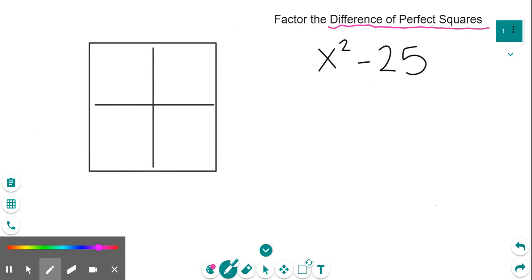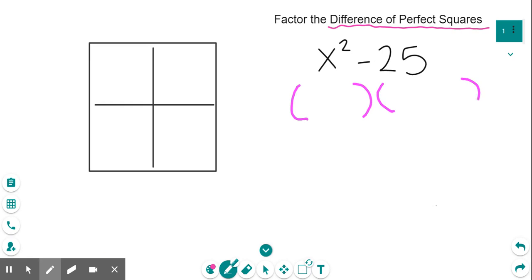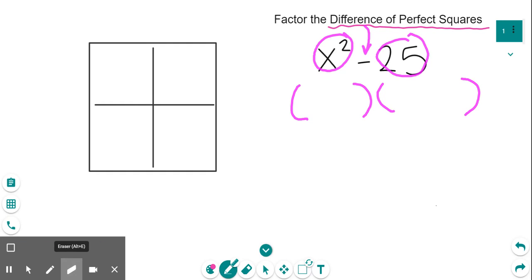Now, what if I wanted to just do this without the box and just do this quickly in my head? Notice first thing you have to check is, do you have perfect squares, right? Is x squared a perfect square? Is 25 a perfect square? Yes, they are. The next thing you need to check for is, do you have a difference? If you have a difference and you have the perfect squares, then you can do this.